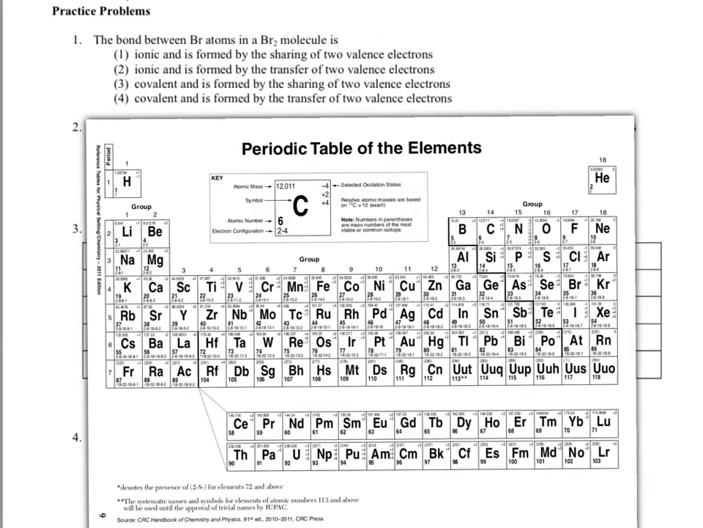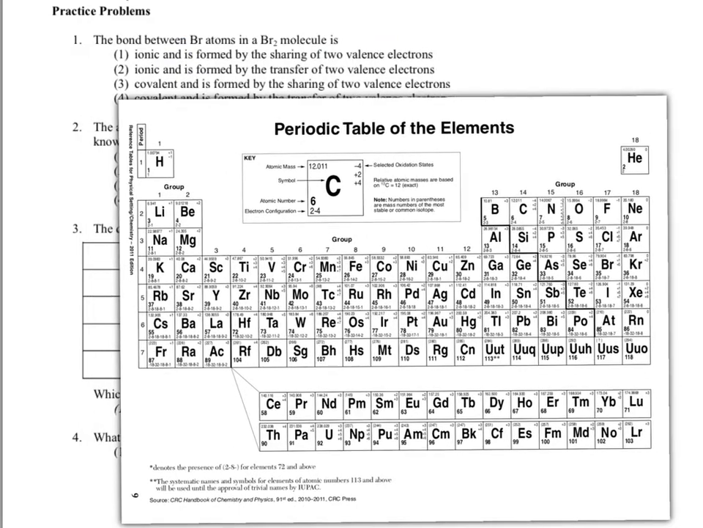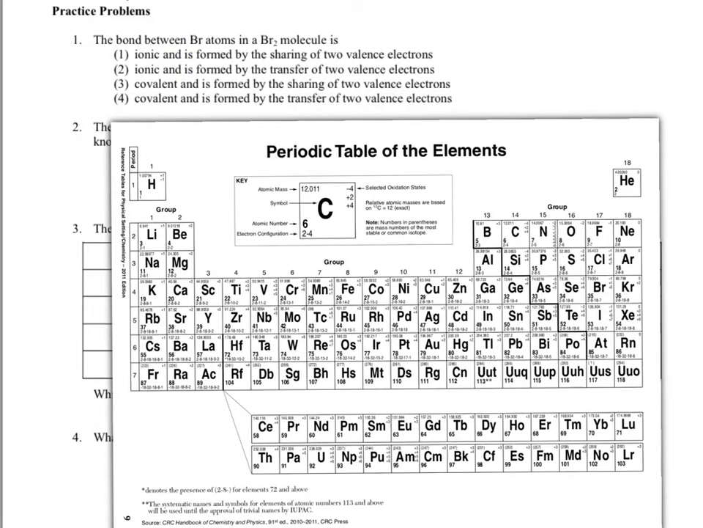The first practice question, we were asked about the bond between 2 bromine atoms in a bromine molecule. Here is bromine. Bromine is to the right of the bold zigzag staircase. So bromine is a nonmetal. When 2 nonmetals bond, they always form a covalent bond. Now, the definition of covalent, they coordinate or cooperate by sharing electrons.